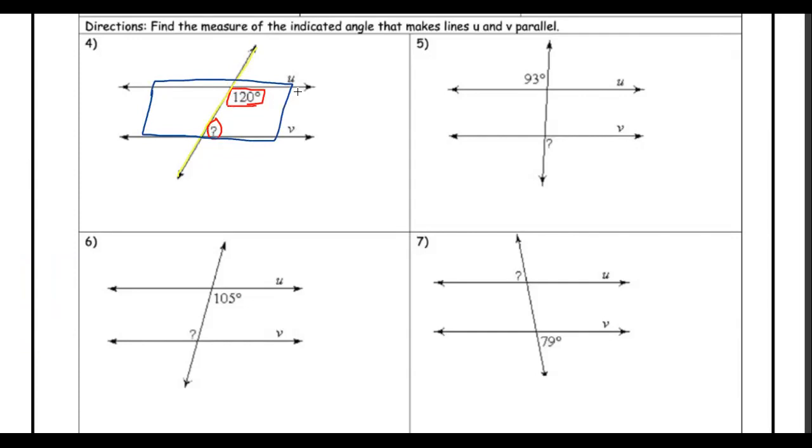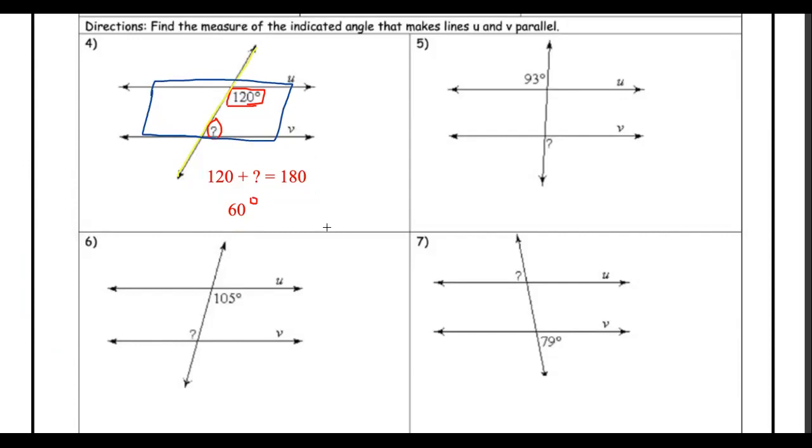And in order for these 2 lines to be parallel, we need these 2 red angles to be supplementary because it's same side, okay? So we need 120 plus the question mark to equal 180. Okay, and then you just solve this little equation. 180 minus 120, the question mark needs to equal 60 degrees in order for this to be a pair of parallel lines, okay? So the answer is 60. Let's take a look at number 6.